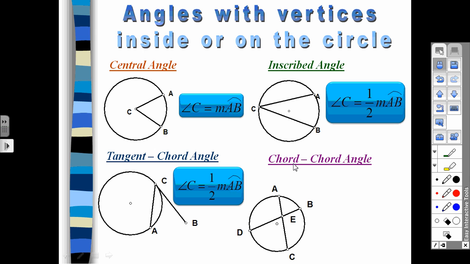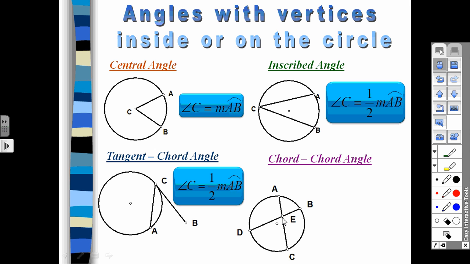Now we're going to go over here to the chord angle. And this is an angle that's created by two chords drawn in a circle. And we want to make sure that the two chords are not the diameters, because if they're the diameters, then they go through the center of the circle, and all the angles that are created are central angles. So this would not be fun. It would be very boring.